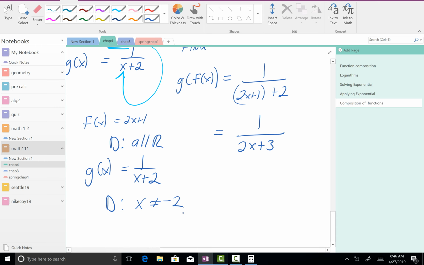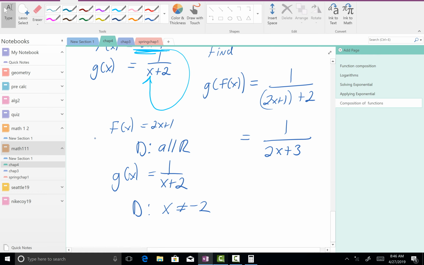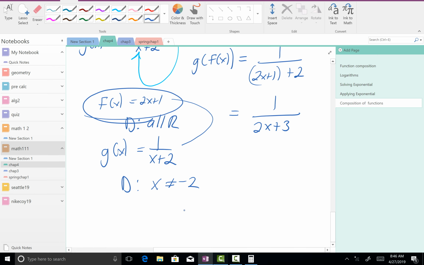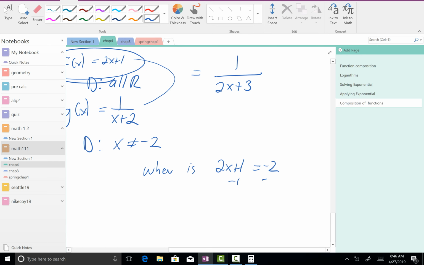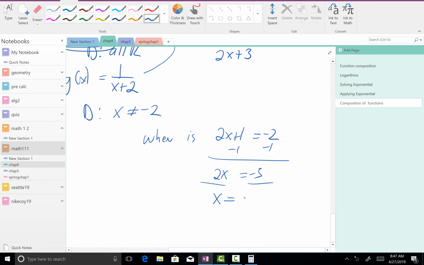That's good. But what we need to know then is, if the range of this becomes the input, then we've got to find out when this 2x plus 1 is equal to negative 2. Because when it is, that's where we have a problem. We can't do that one. So we figure this out, and divide. And when x is equal to negative 3/2, then we have a problem.